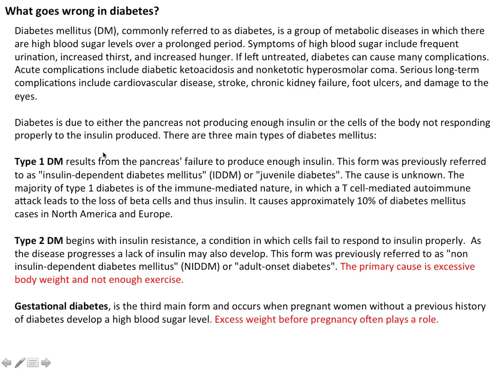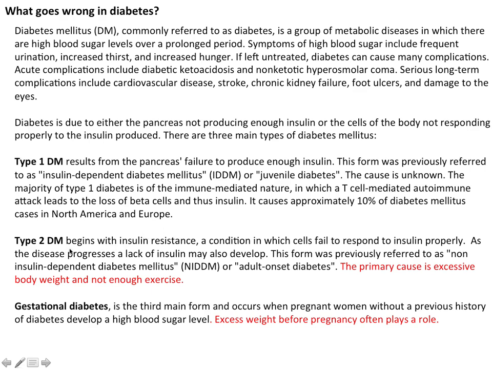Here you can see the types of diabetes. Actually, diabetes mellitus has two types: type 1 and type 2. Type 1 diabetes is called insulin dependent diabetes mellitus, that is IDDM, or juvenile diabetes. The majority of type 1 diabetes is of an immune mediated nature, in which T cell mediated autoimmune attack on the beta cells can lead to the loss of beta cells and a decrease in insulin production.